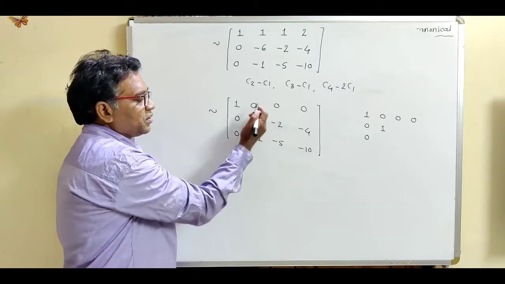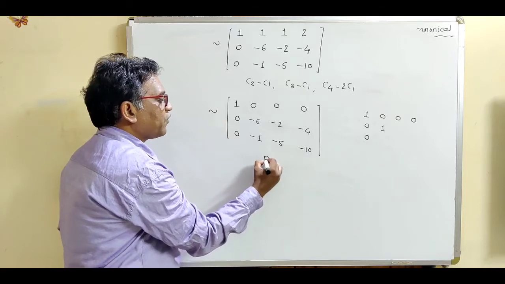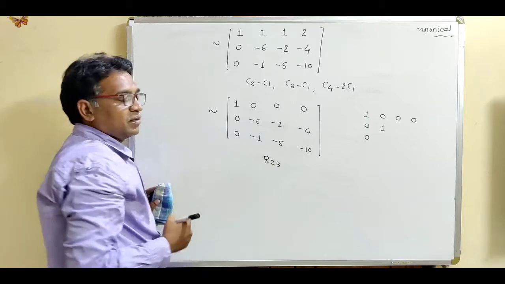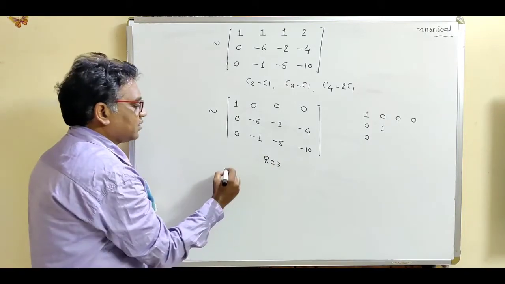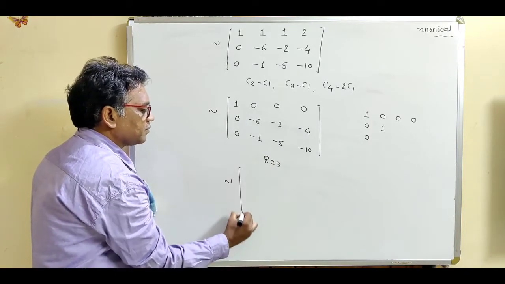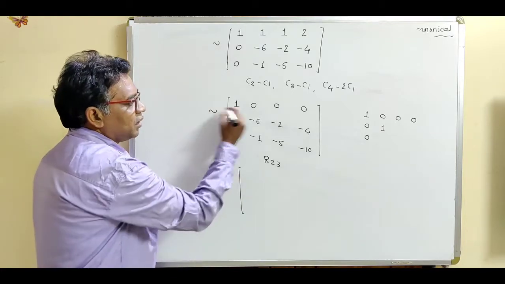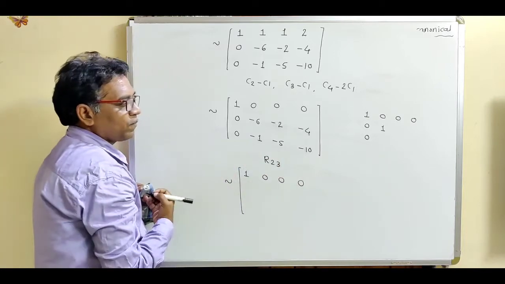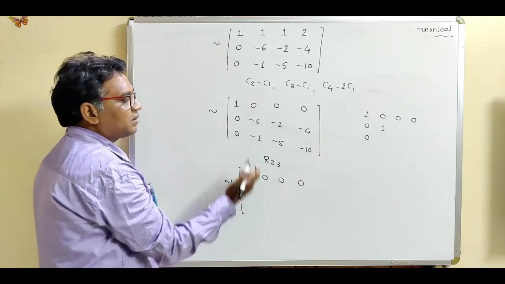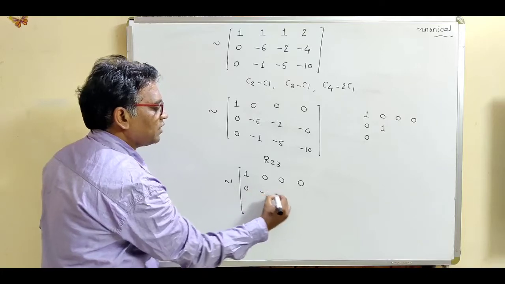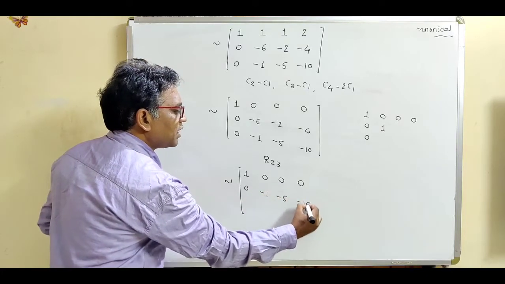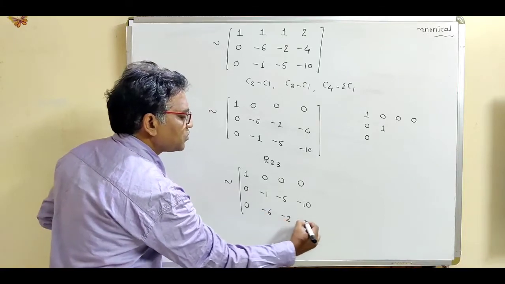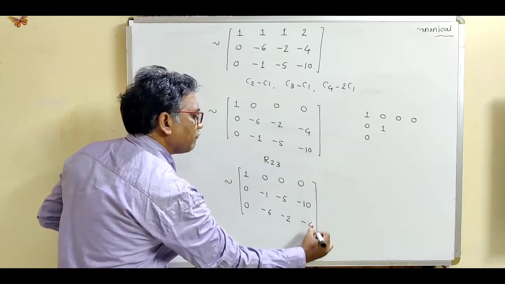So first we use this elementary operation: interchange the second and third rows. So what we get is the equivalent matrix. Write down this first row as it is: 1, 0, 0, 0. Interchange the second and third rows. So this is 0, minus 1, minus 5, minus 10. And this is the second row: 0, minus 6, minus 2, and this is minus 4.